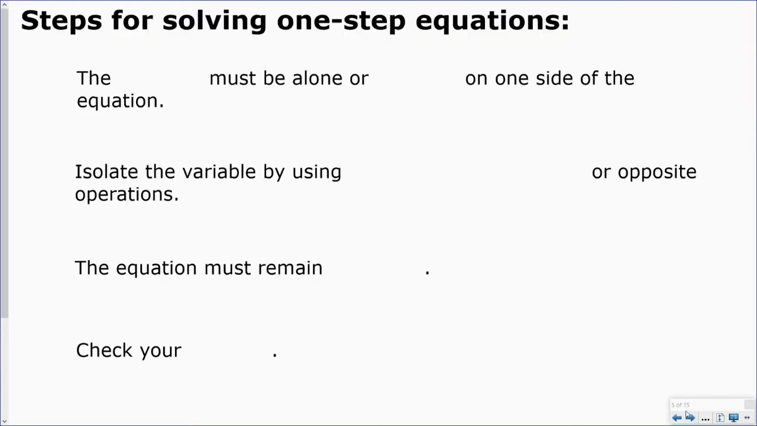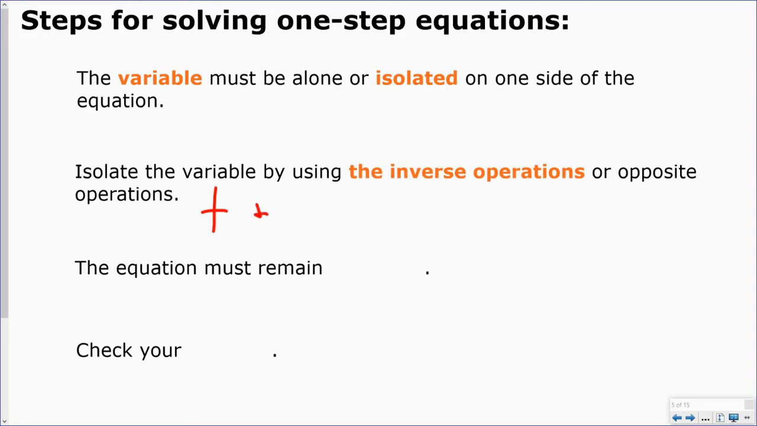So let's take a look at the steps for solving one-step equations. The variable must be alone, or isolated, on one side of the equation. Isolate the variable by using inverse operations. Addition and subtraction are inverse operations. Multiplication and division are inverse operations. They cancel each other out. Again, the equation must remain balanced. And then when you're finished, you want to check your answer.